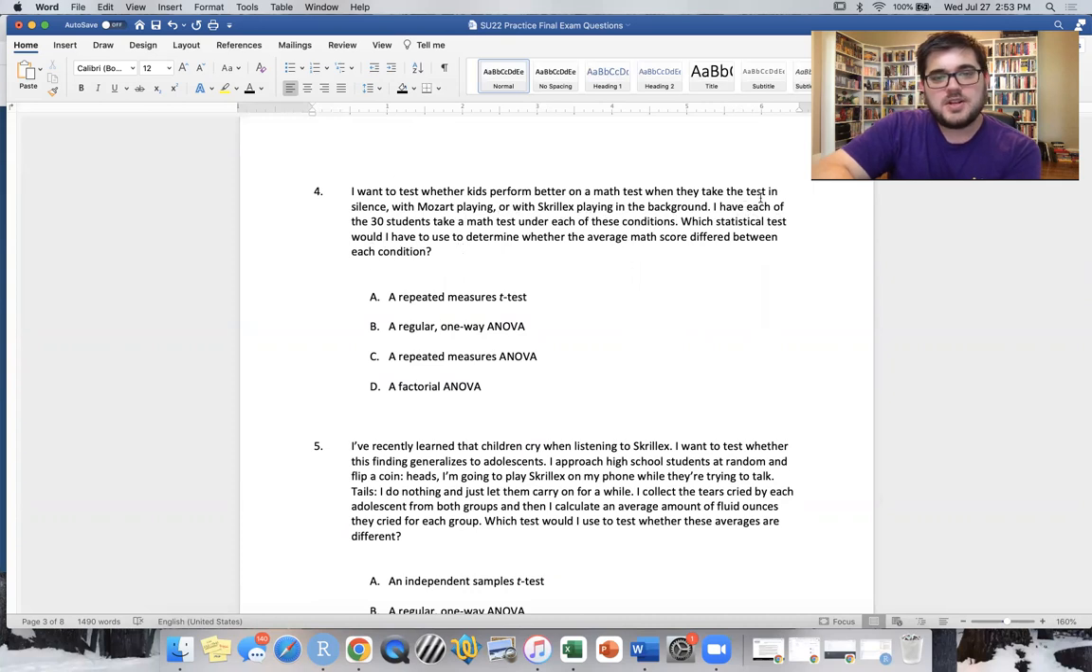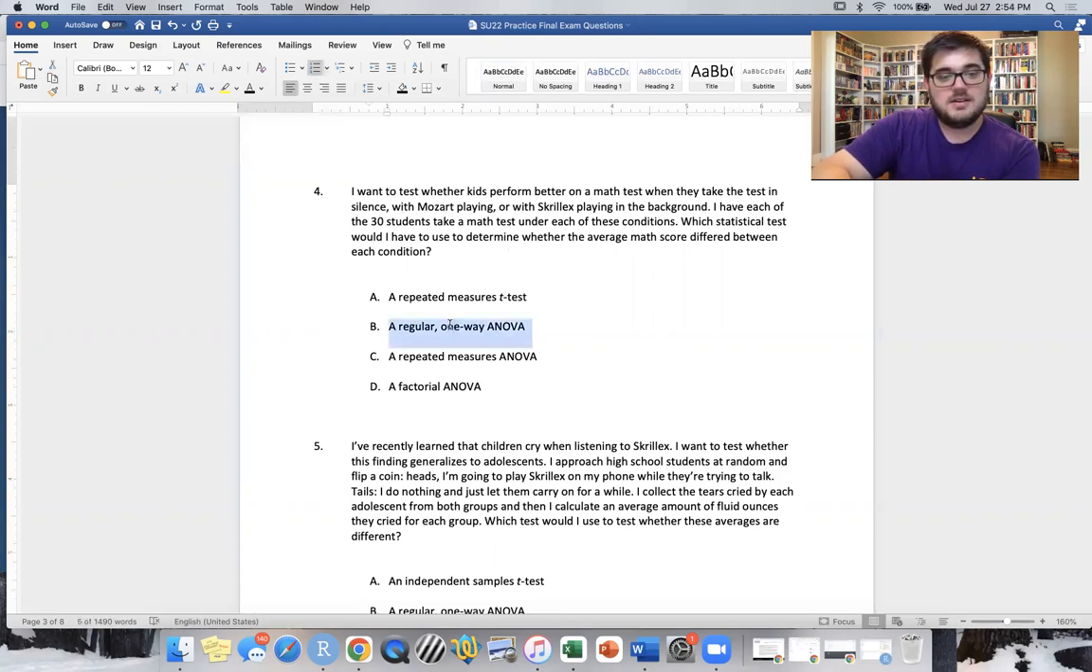This is basically a reading comprehension question. You need to be able to notice the important parts of the experimental setup and identify which test is appropriate. The thing that matters here is we have test performance, that's the math test, as the dependent variable, and you have the same group of 30 people doing a math test either while Mozart is playing, or with silence, or with Skrillex playing, but it's the same 30 people under the same conditions. I keep stressing that it's the same group of students doing the same thing, meaning it's repeated measures.